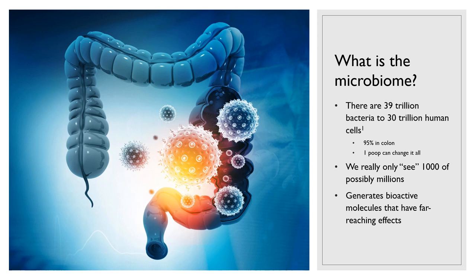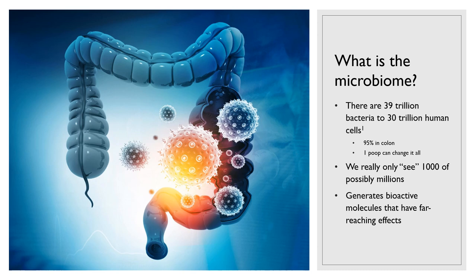But what's interesting about this is, while we have all of these trillions of bacteria, we really only see 1,000 or so out of possibly millions. We can only really characterize a very small subset of these microbes. So as science moves along, we're going to learn a lot more about the different functions that these microbes are doing for us and the characteristics of these microbes. But these microbes generate bioactive molecules that have far-reaching effects in the body. A recent paper dove into this and found that there is a little over 800 bacterial metabolites in our blood that are generated from our microbiome, and closer to 770 that are within our feces. So we're talking about thousands of bioactive molecules that can affect our microbiome, it can affect our gut, and it can affect our physiology throughout the body, not simply just within the gut.